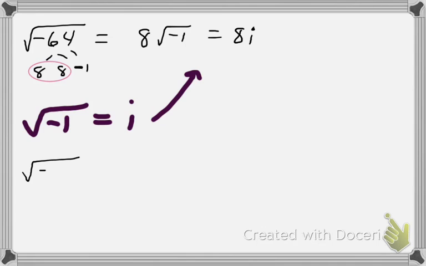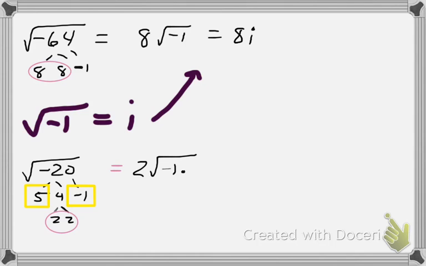Let's try another one. Square root of negative 20. We break down the 20 into 5, 2, 2. We have a pair of 2's. And we have a negative 1 lonely and a 5 lonely. And like I said, that negative 1 is free to move around wherever it wants to. And it can move out with the 2. And when it does, it becomes an i.